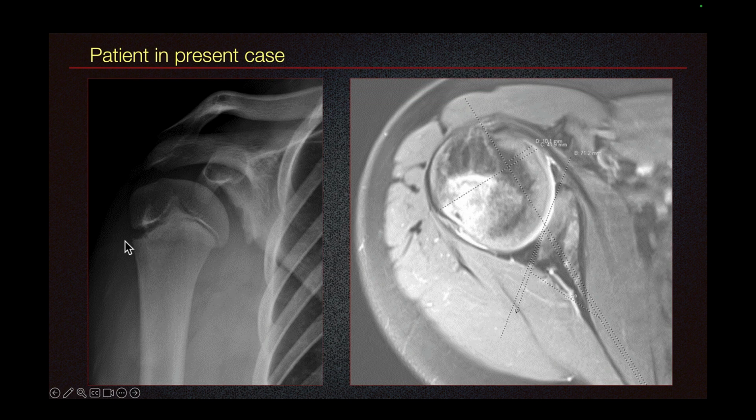The radiograph shows that there's subtle widening of the physis laterally when compared to medially in the proximal humerus. This is consistent with little leaguer's shoulder, also called epiphyseolysis of the proximal humerus.